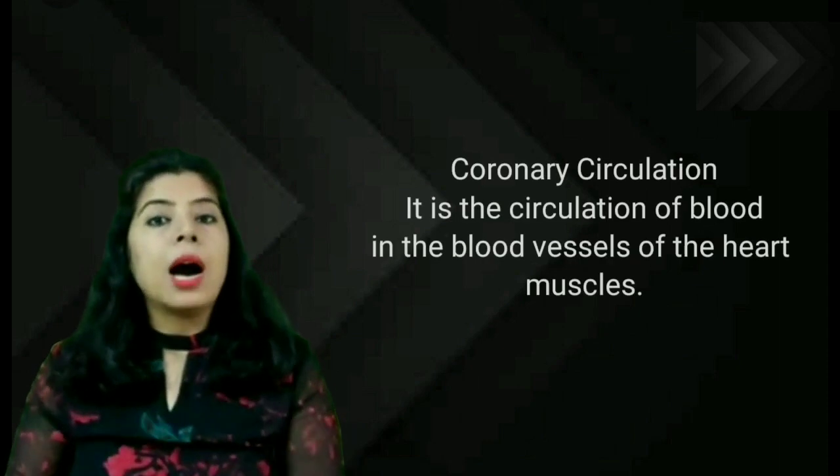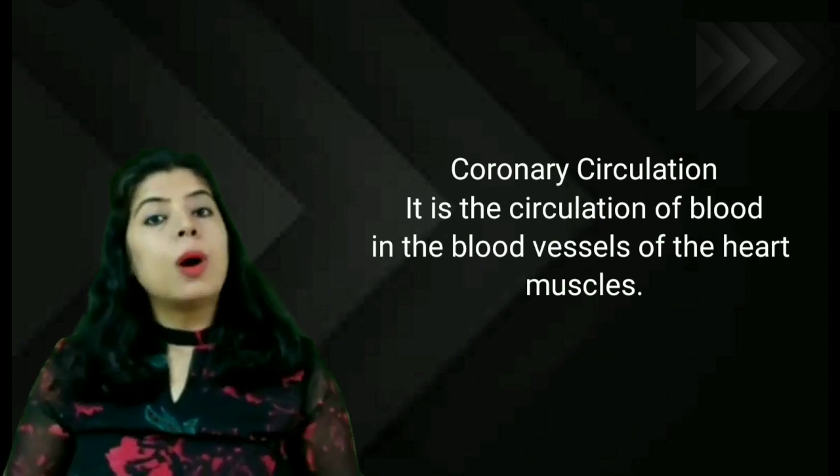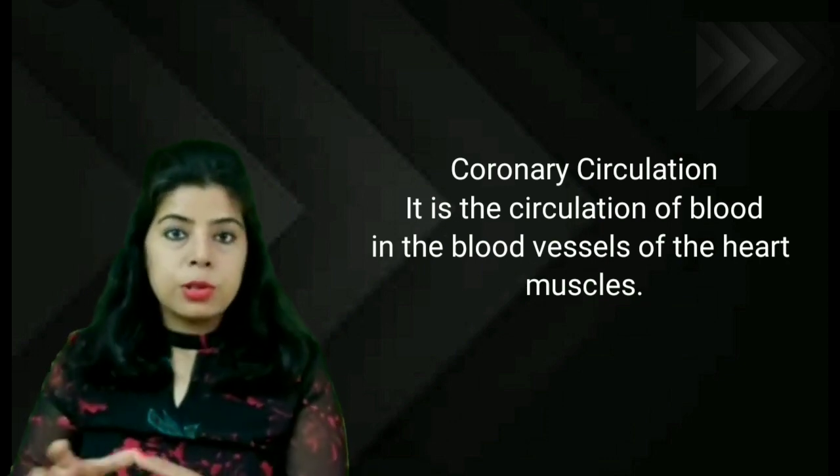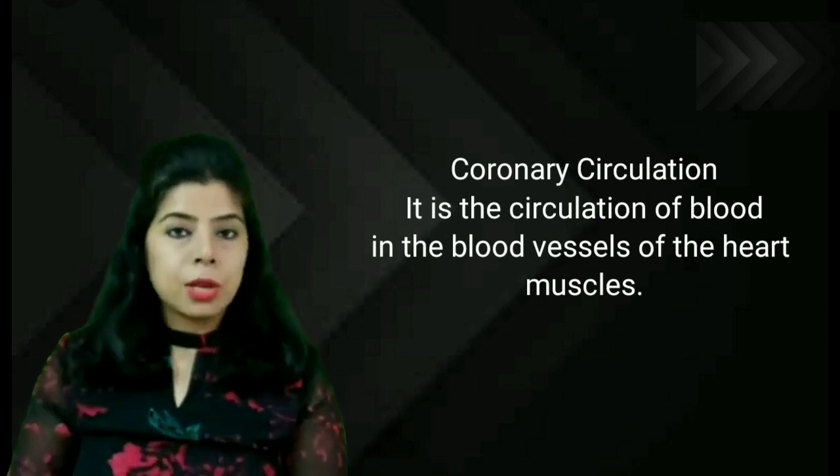So the heart is also an organ. The heart also requires oxygen, okay, for the cells to carry out the life process and produce energy. So what happens in coronary circulation is a circulation which is supplying the blood, oxygen-containing blood, to the heart muscle. The heart is a muscular organ. It is made up of muscles. So heart muscles also require oxygen-containing blood, and this is fulfilled by the coronary circulation.